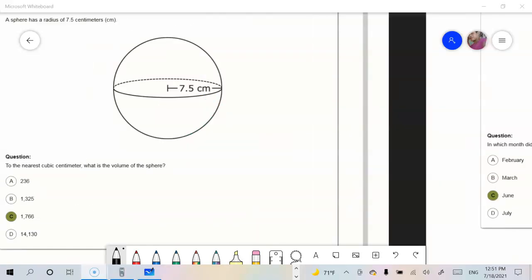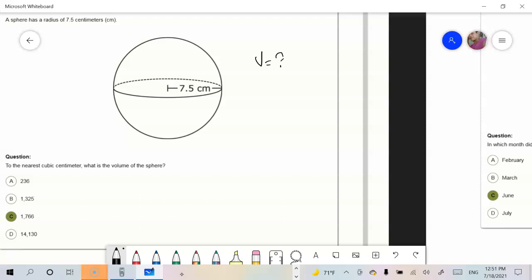Okay, we keep moving on, and in this opportunity we are going to calculate the volume of a sphere, because the problem says like this. It says a sphere has a radius of 7.5 centimeters, and then you have the sphere here and you can see the radius here. To the nearest cubic centimeter, what is the volume of the sphere? Well, there we go. So we need to calculate the volume of the sphere because we don't know how much it is, and that's what the problem is asking us to find.